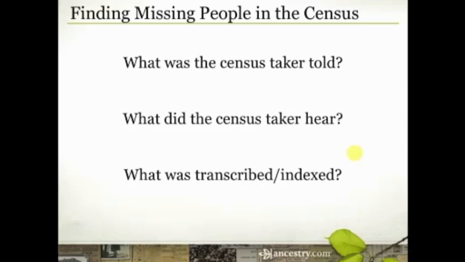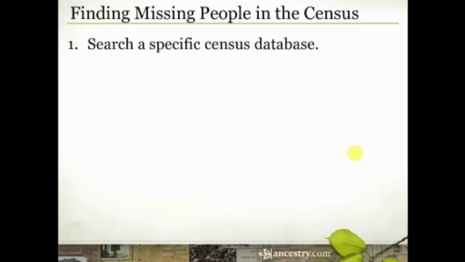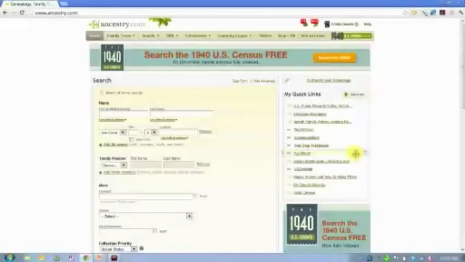And with that introduction, let's dive into the 10 tips that I find most useful for searching in the census. The first one, like many of these, may seem really obvious to some of you, but if you're searching for someone in a specific census, search that specific census database. Don't be searching all of Ancestry.com. If you're looking for somebody in the 1870 census, don't waste your time weeding through 1860 and 1880 census results.